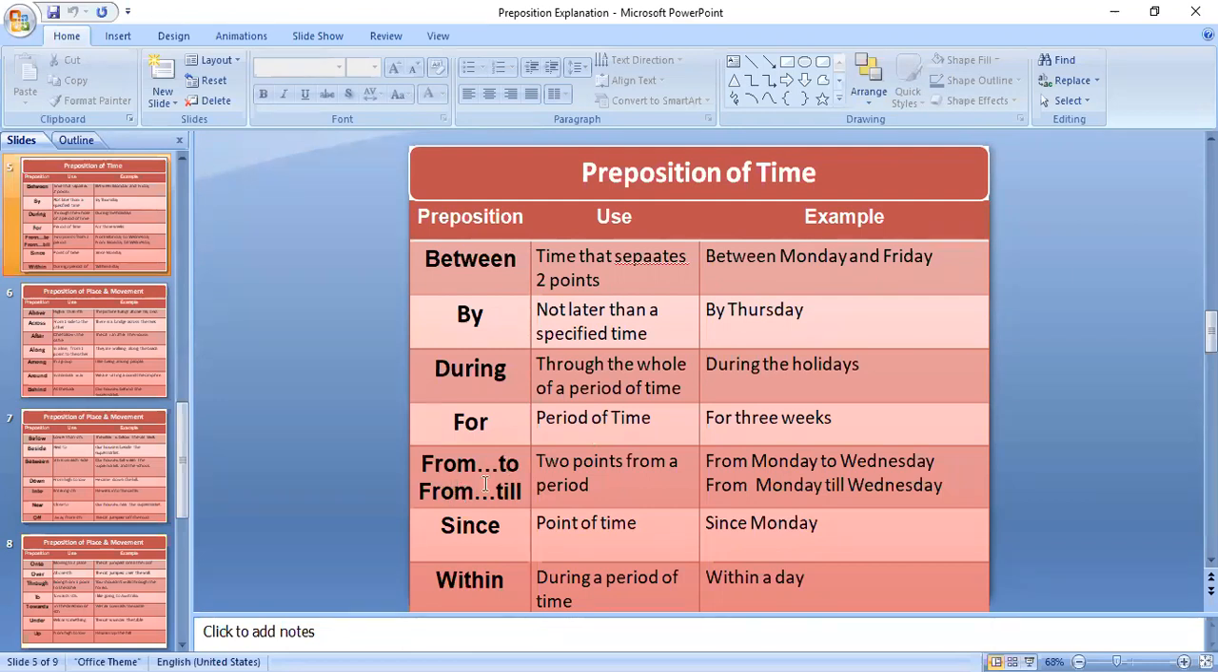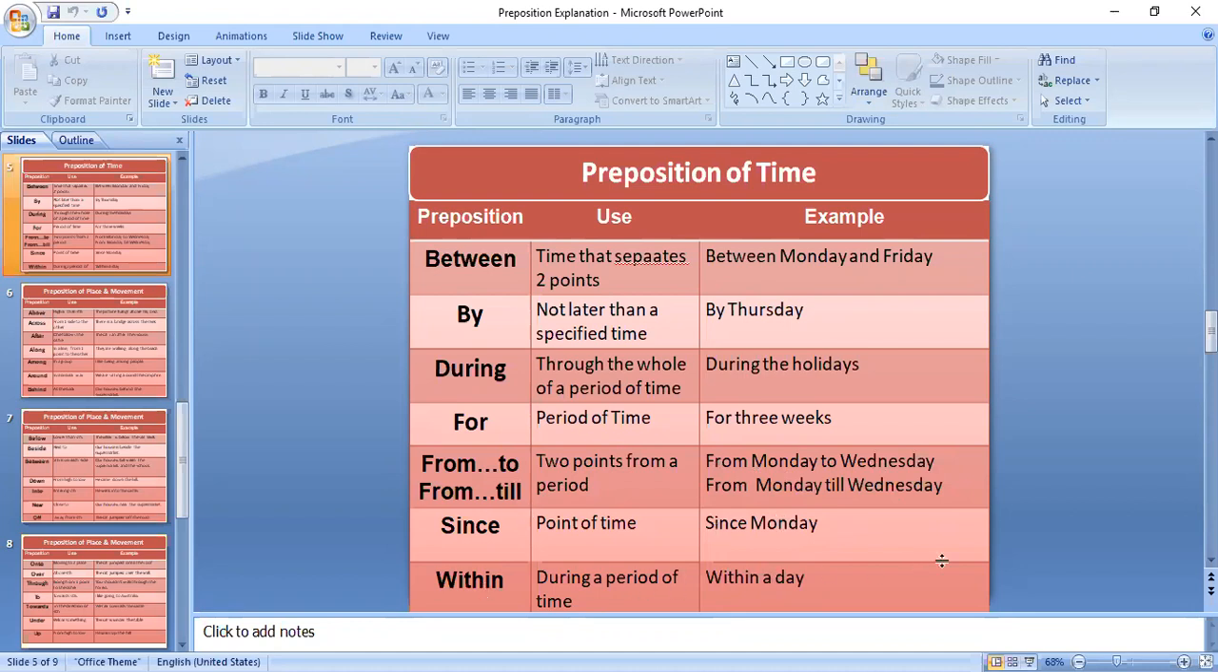From, to, from, till. These two conjunction prepositions sometimes are used together. 2 points from a period. एक टाइम दिया जाता है कि इस टाइम से शुरू होकर काम इस टाइम तक चलेगा. Then we use to or till. From Monday to Wednesday. From Monday till Wednesday. ठीक है, मंडे से वेडनेसडे तक, मंडे से वेडनेसडे तक. It gives you same meaning. Since, point of time, since Monday.